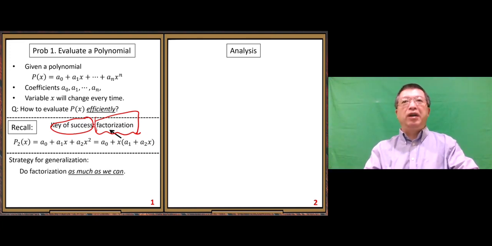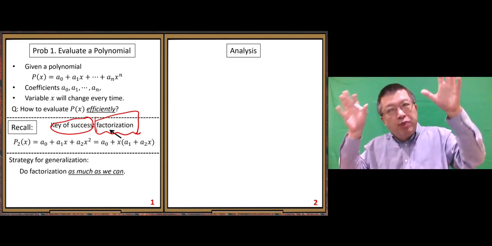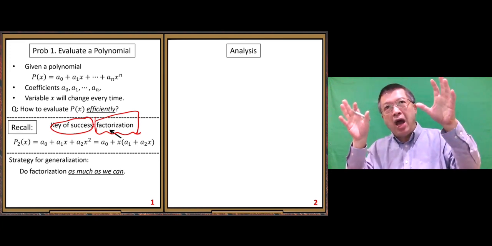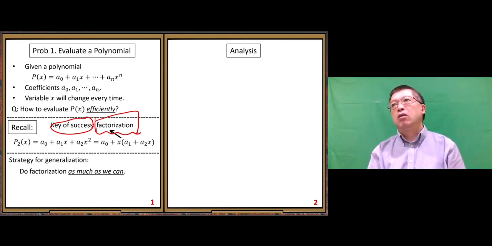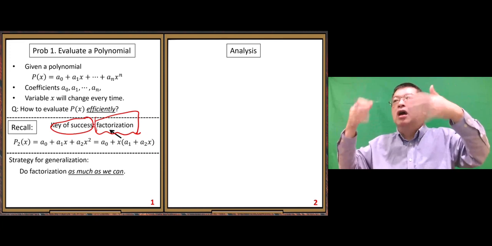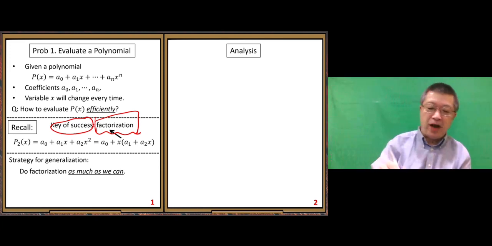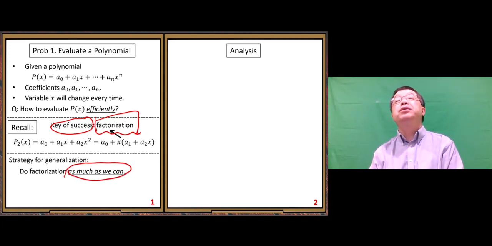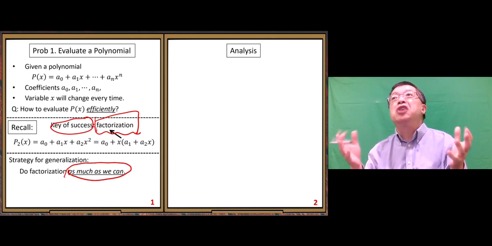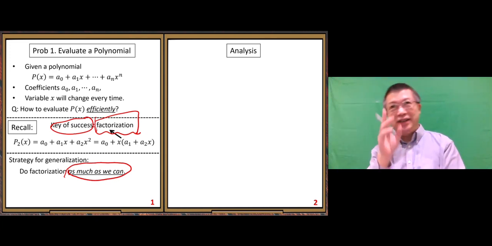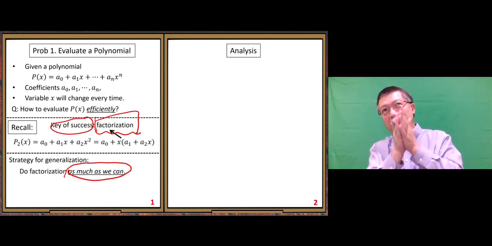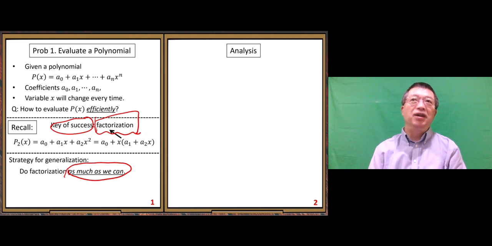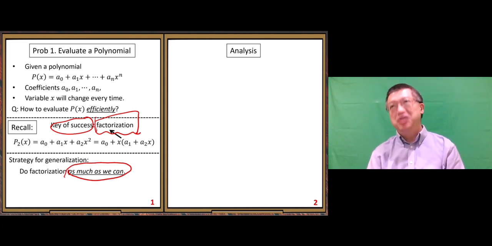This is the strategy: do factorization as much as we can. We know in this problem, the factorization technique helps us a lot. So it is very natural we should apply factorization as much as we can. Here I emphasize this part, as much as we can. But the question is, how do you implement this idea? After we get the direction, the next step is implementation. How do we make it happen as much as we can?